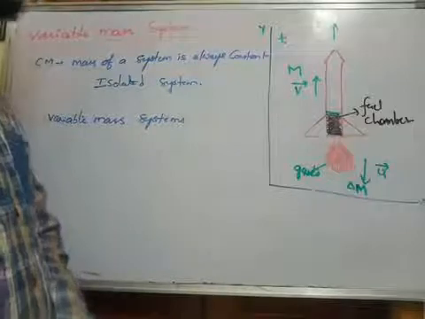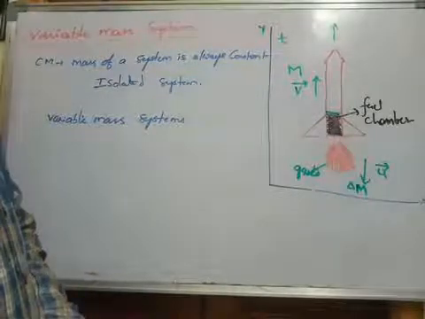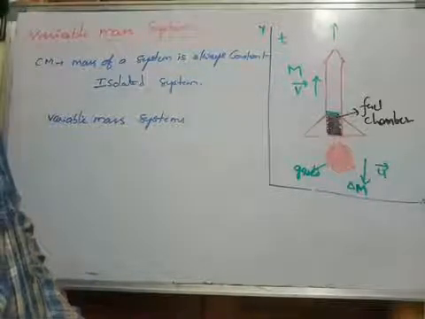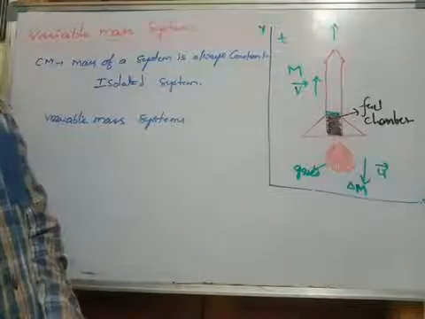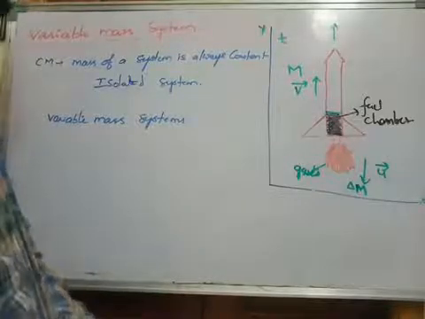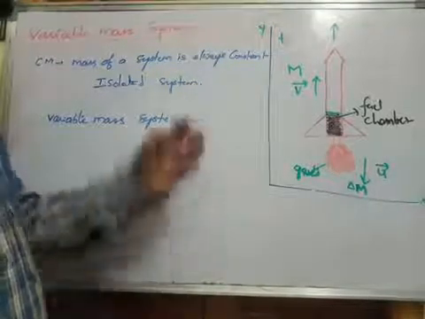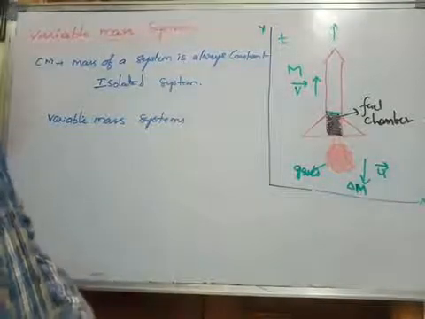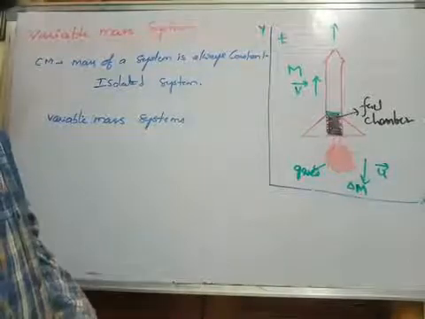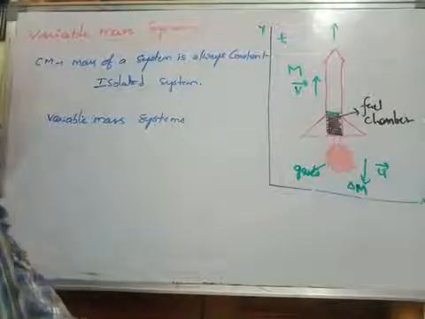But what we are discussing is the variable mass system. When the rocket moves in the upwards direction and the gases are coming in the downwards direction, what happens? Its mass slowly decreases.